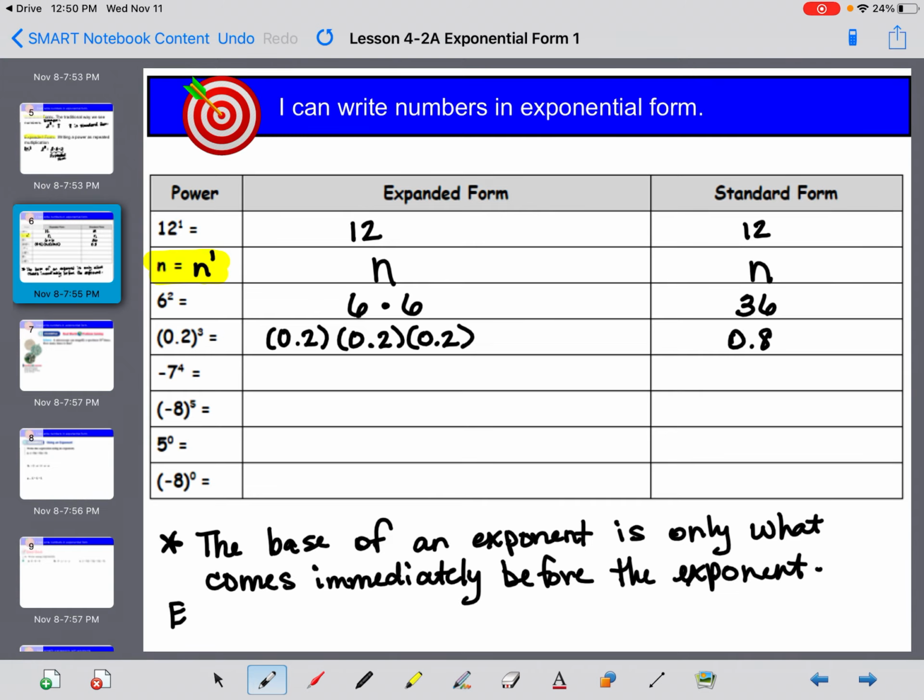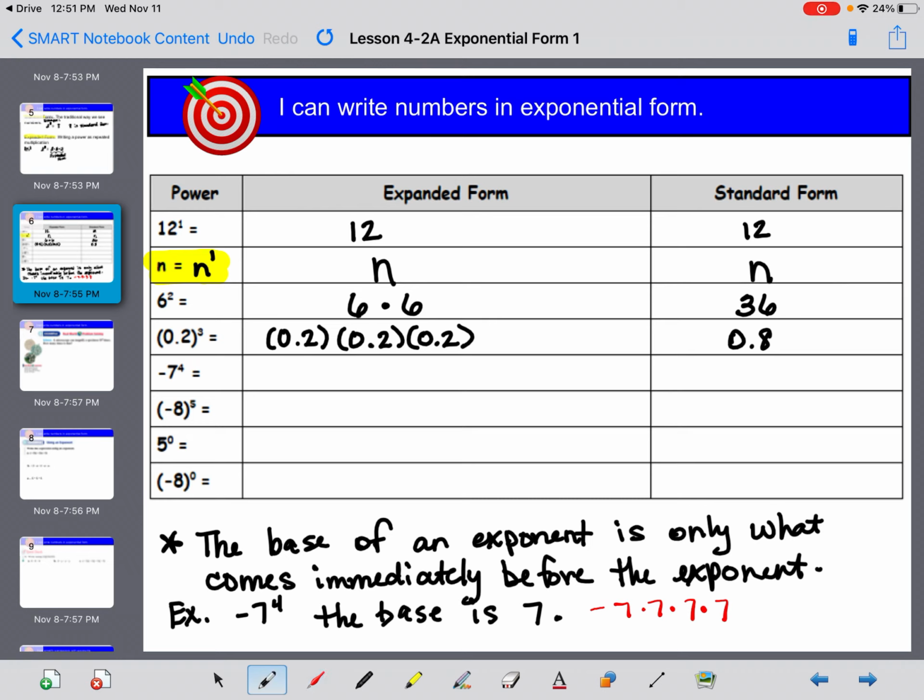This will take an example. For example, in negative 7 to the fourth power, the base is only 7. Not the negative. A lot of kids think that it's the negative. It's not. So that negative just stands out front, and then it's 7 times 7 times 7 times 7, 4 times.